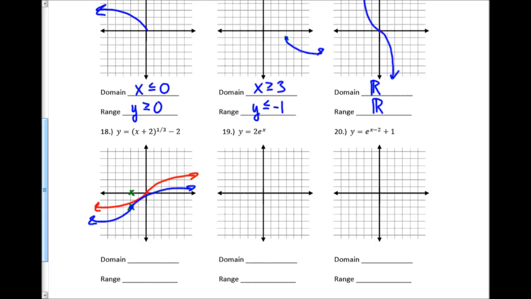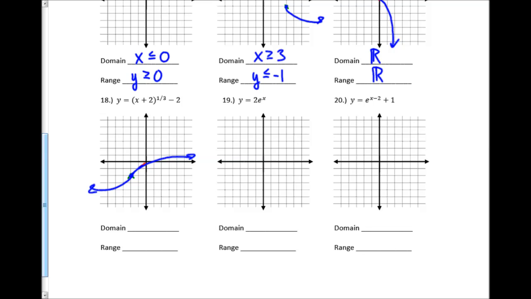Okay? And again, it doesn't really affect my domain and range, but I do want to be able to draw a quick sketch of this thing using my transformations. Okay, so now I've got a quick sketch of this thing. I can now see that the domain is all real numbers. I can see that the range is also all real numbers, and that's it.